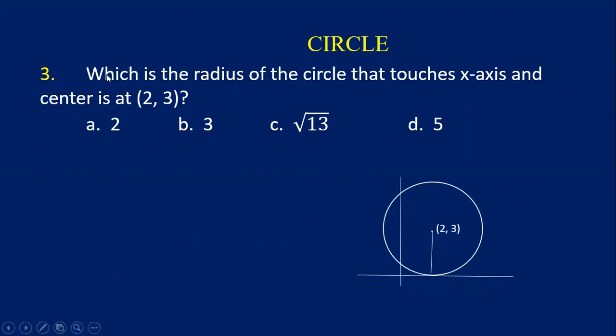Now see question number 3, which is the radius of the circle that touches x-axis and center is at 2, 3? So let us draw the picture. The center is 2, 3 and circle touches x-axis. So you see this much is the radius. So what is that? It is 3. It is y coordinate. So if circle touches x-axis, then the radius of the circle will be the y coordinate of the center. So this is the radius 3.